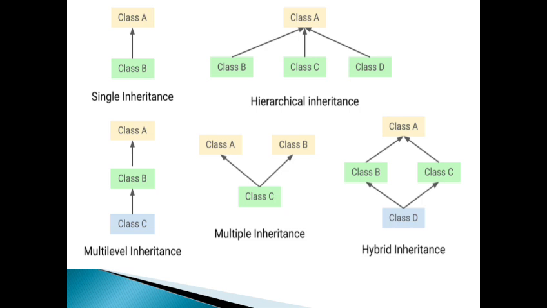Next is multiple inheritance, the process of deriving a class from various base classes. But Java does not support multiple inheritance. Why? Let us assume that base classes A and B have a common variable, that is, a. So there will be multiple copies of a in the derived class. If we want to access a, which a will be accessed? That is nothing but the ambiguity problem that occurs. So we can say that Java does not support multiple inheritance.